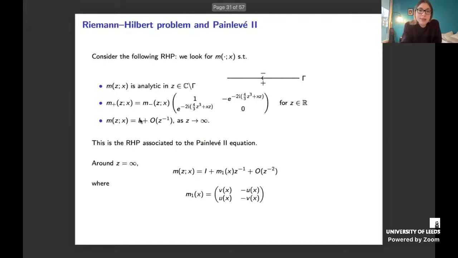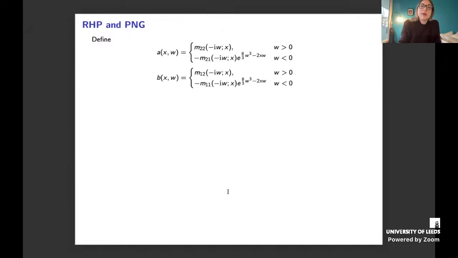How do we see that? Well, let's take the solution of this Riemann-Hilbert problem and take the expansion of M around infinity. You see that the first order term of the expansion is expressed in terms of the solution u to the Painlevé-2 equation and this function v, which is the integral of u squared. And now that we have this, let's see how this will appear in the problem of the polynuclear growth model and in the Baik-Rains distribution for the stationary PNG.